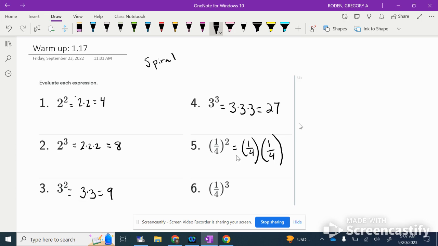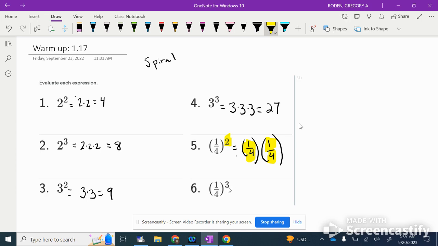1/4 times 1/4. See how we're taking 1/4 and multiplying it by itself 2 times because there's a 2. We're repeating the multiplication 2 times. So we're taking the base, which is 1/4, and repeating that multiplication 2 times.